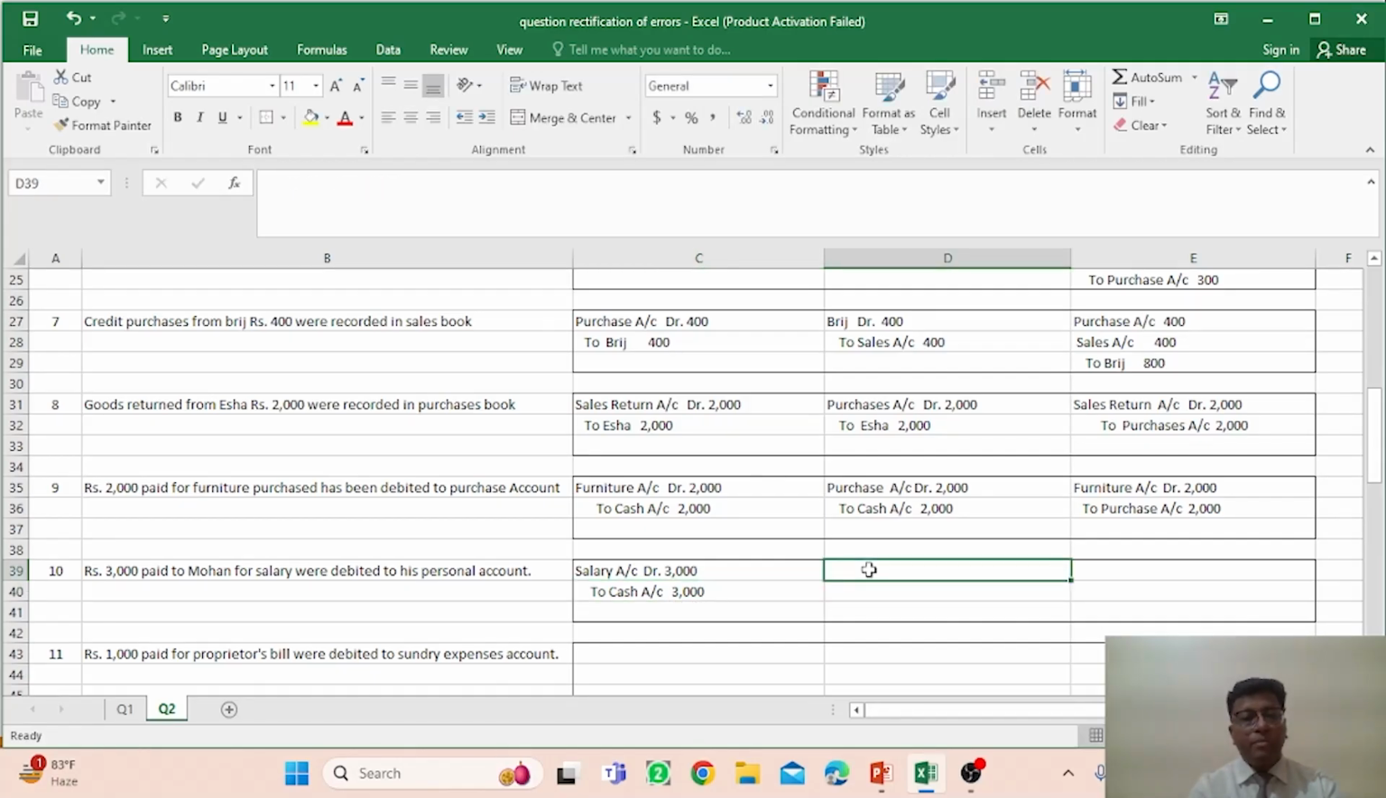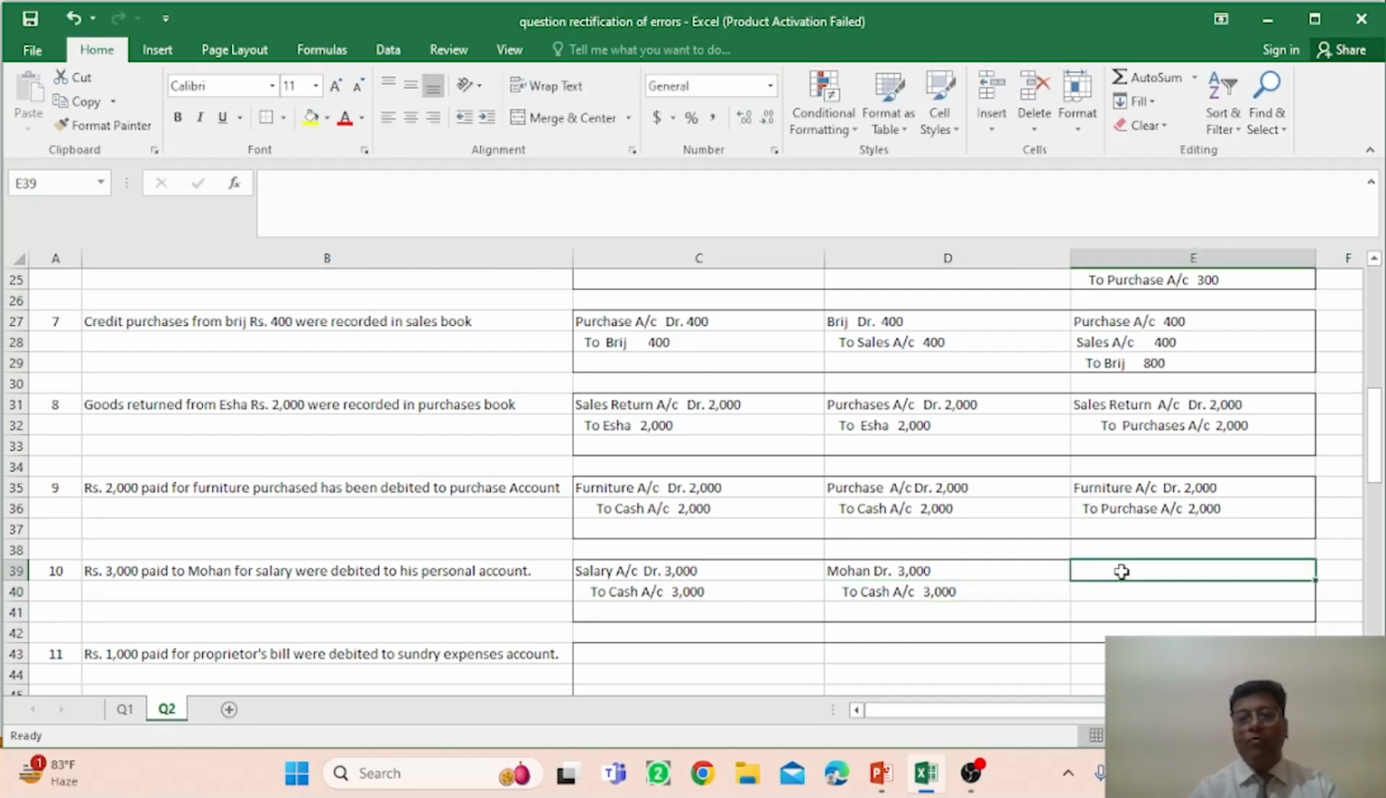But what happened is that you took the amount in his personal account. It means it was stated that the amount was paid to Mohan, and the salary expense was not considered at the time of posting the entry into the books. So now you have to consider that the wrong entry was made: Mohan debit rupees 3000 and to cash account rupees 3000.